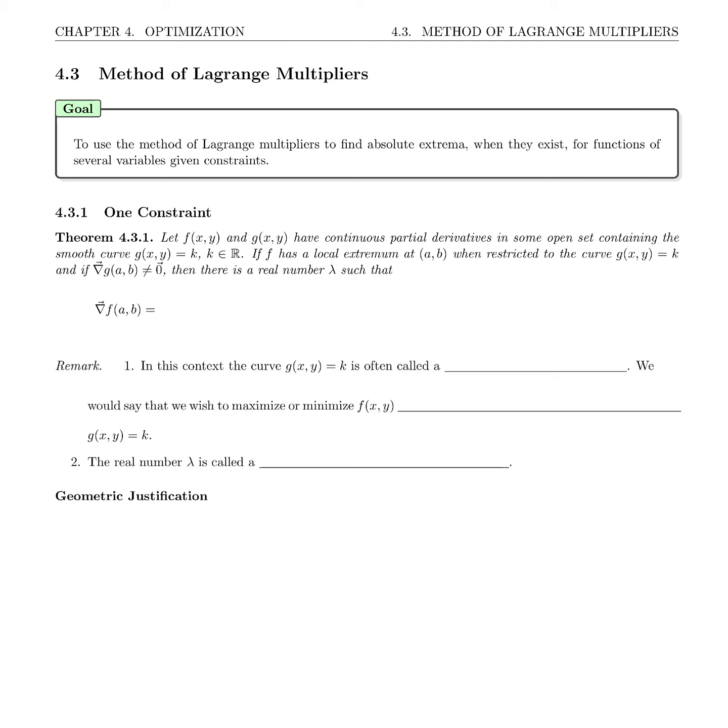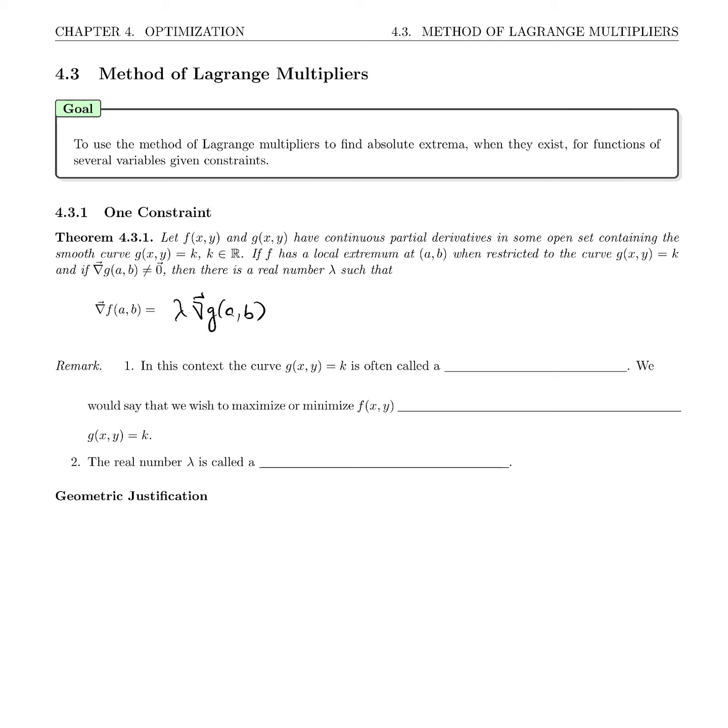Theorem 4.3.1. Let f(x,y) and g(x,y) have continuous partial derivatives in some open set containing the smooth curve g(x,y) = k for some k in R. If f has a local extremum at (a,b) when restricted to the curve g(x,y) = k, and if the gradient of g at (a,b) is not equal to 0, then there is some real number lambda such that the gradient of f at (a,b) is equal to lambda times the gradient of g at (a,b).